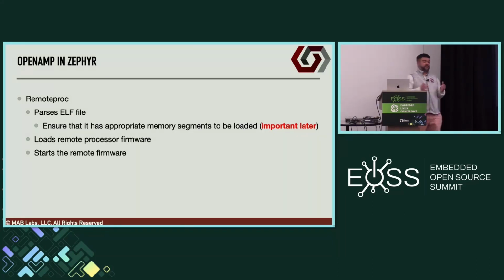So let's dig into some of the actual applications and processes that build up OpenAMP. First we have remoteproc. What that's responsible for is marshaling, writing or setting up the firmware on the MCU, for example. One of the first things it does is parse the ELF file, so it's assured that it has the appropriate memory segments that are to be loaded.